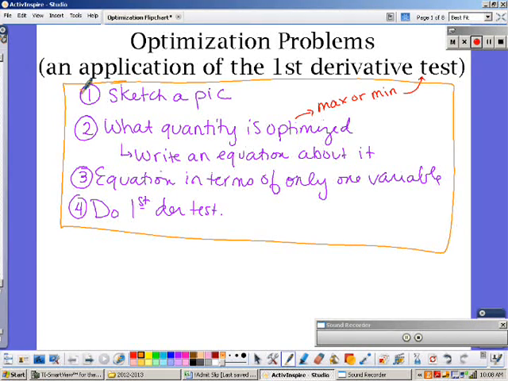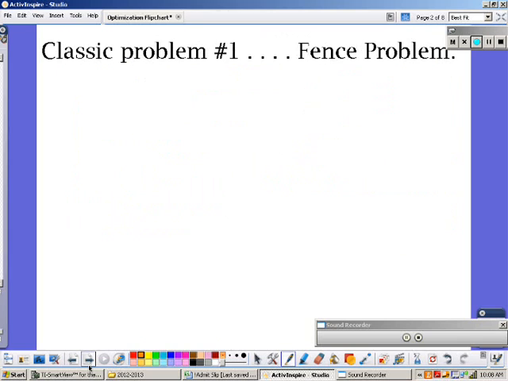Now, our plan for today is to look at some classic optimization problems. And frequently, optimization problems are going to fall into categories. At first, they're going to feel super icky, and then after we try several of them, you'll kind of get a sense of, okay, I've maybe seen one of these before. The first of our classic optimization problems is called a fence problem. So let's get started with the fence problem.